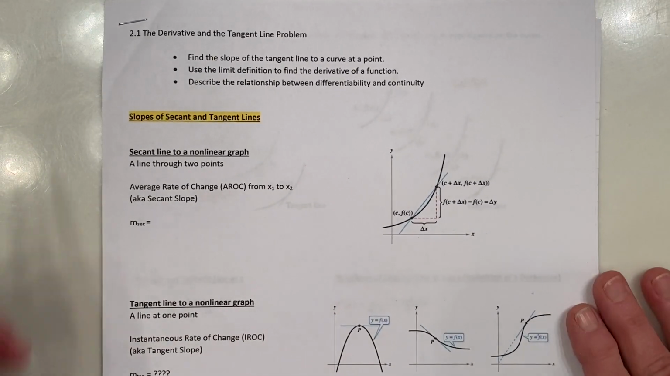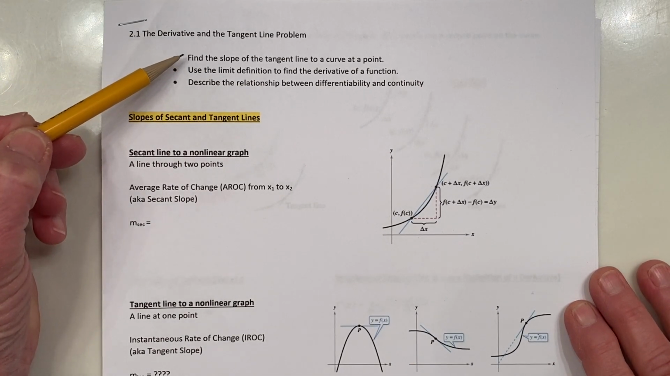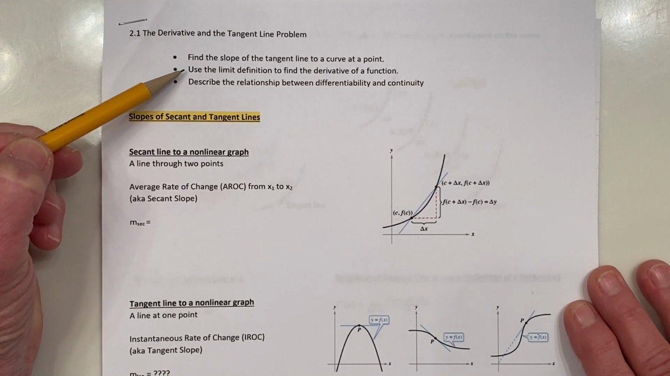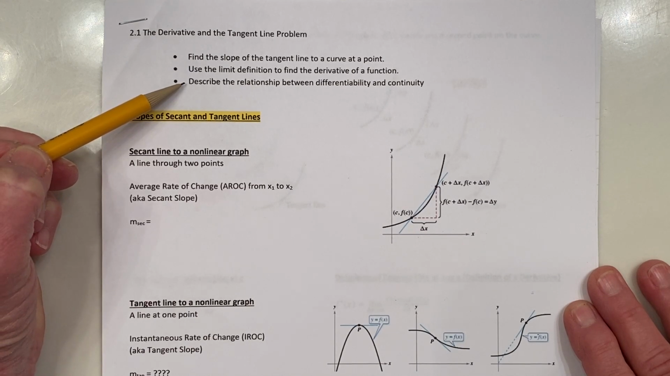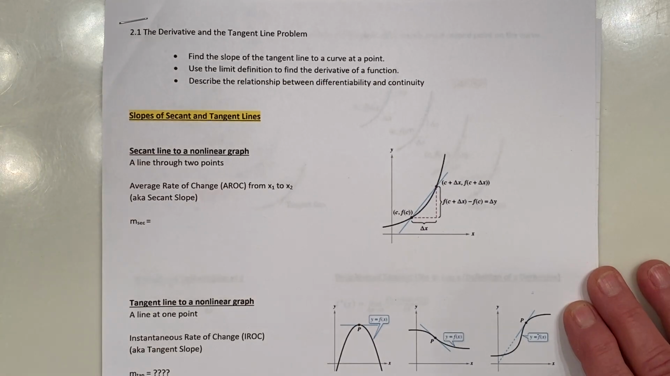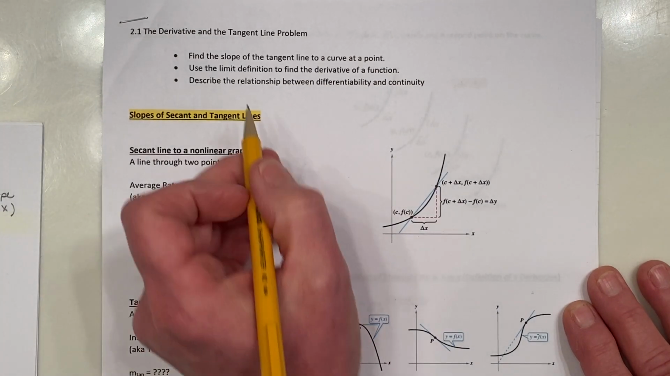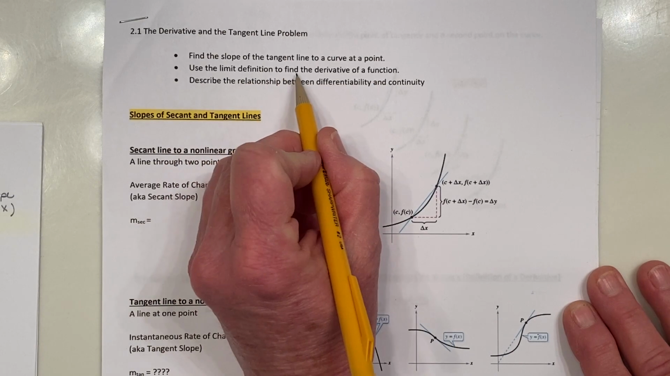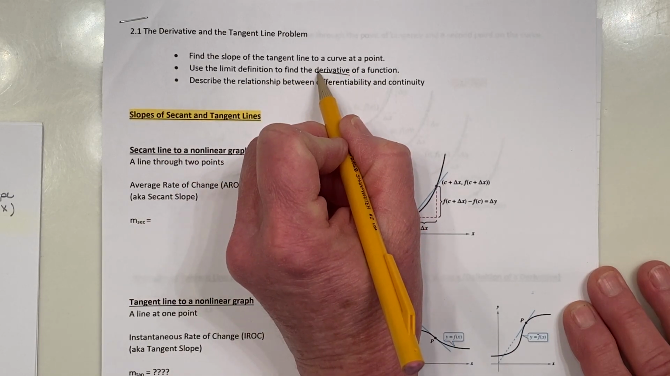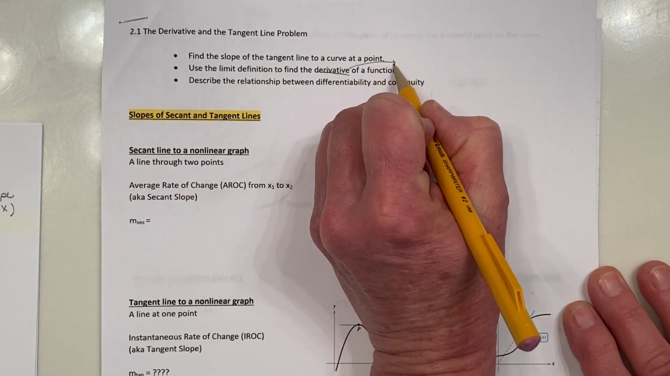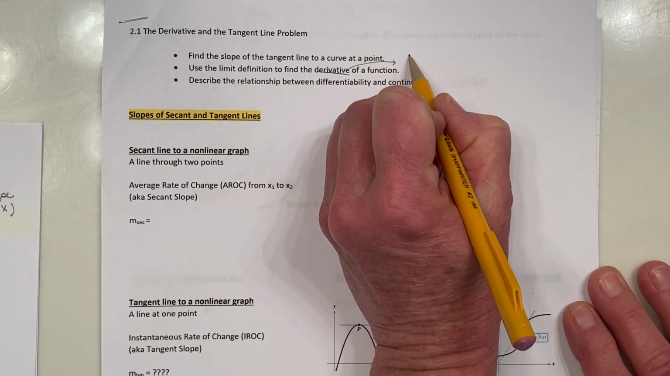So our objectives are to find the slope of the tangent line to a curve at a point, use the limit definition to find the derivative of a function, and describe the relationship between differentiability and continuity. So going back to the second bullet here, use the limit definition to find the derivative of a function. So we're going to just add a little note over here.